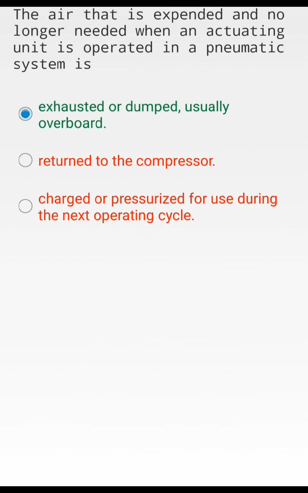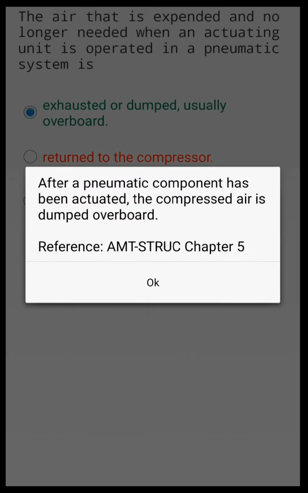The air that is expended and no longer needed when an actuating unit is operated in a pneumatic system is exhausted or dumped, usually overboard. After a pneumatic component has been actuated, the compressed air is dumped overboard.